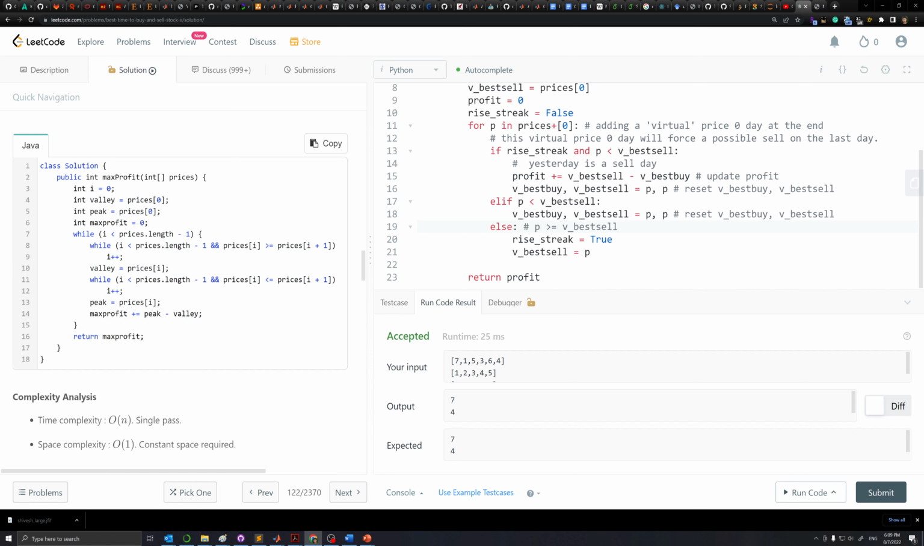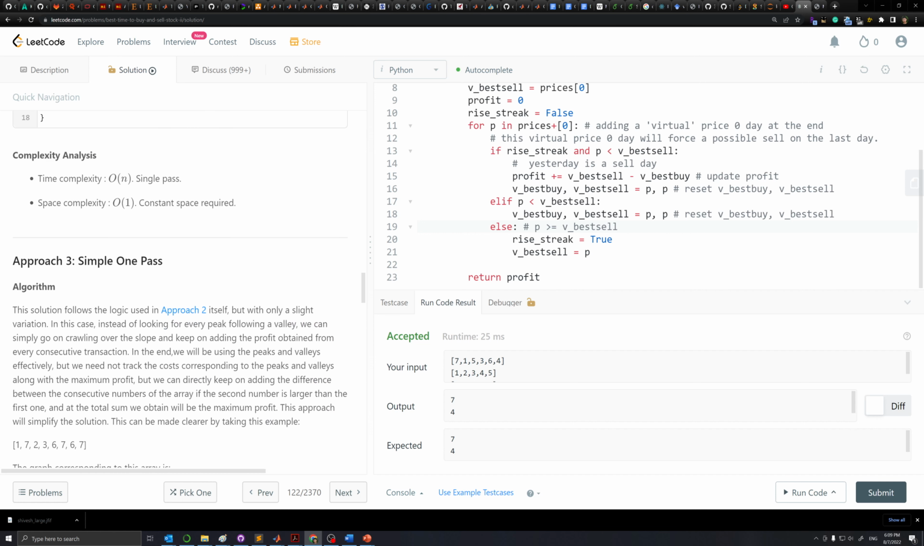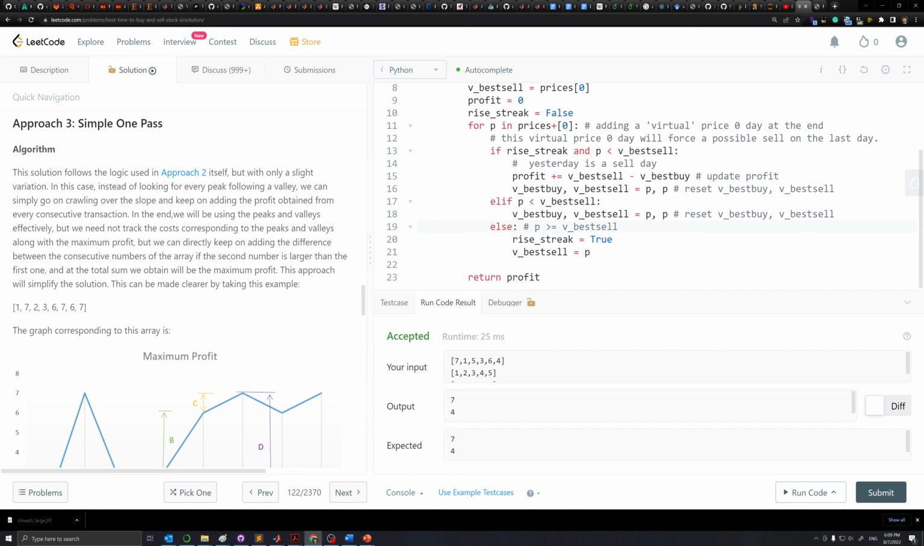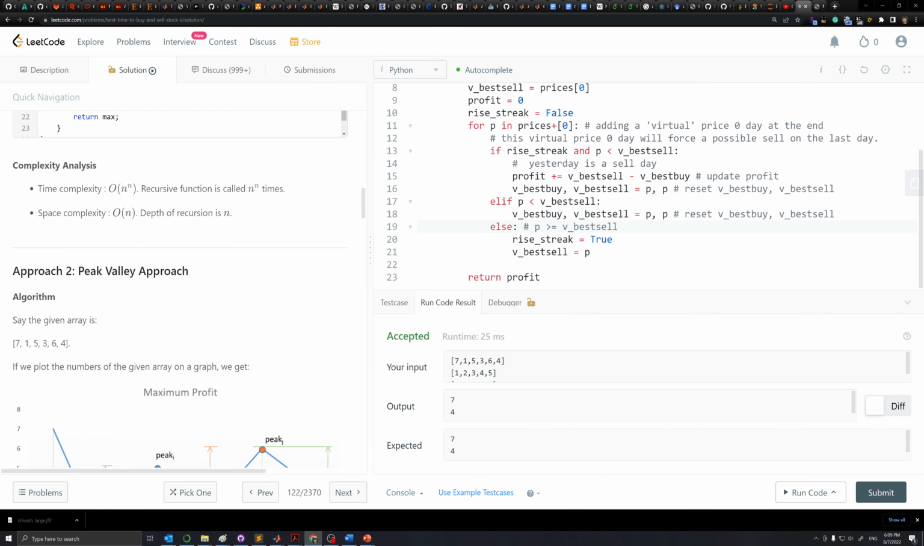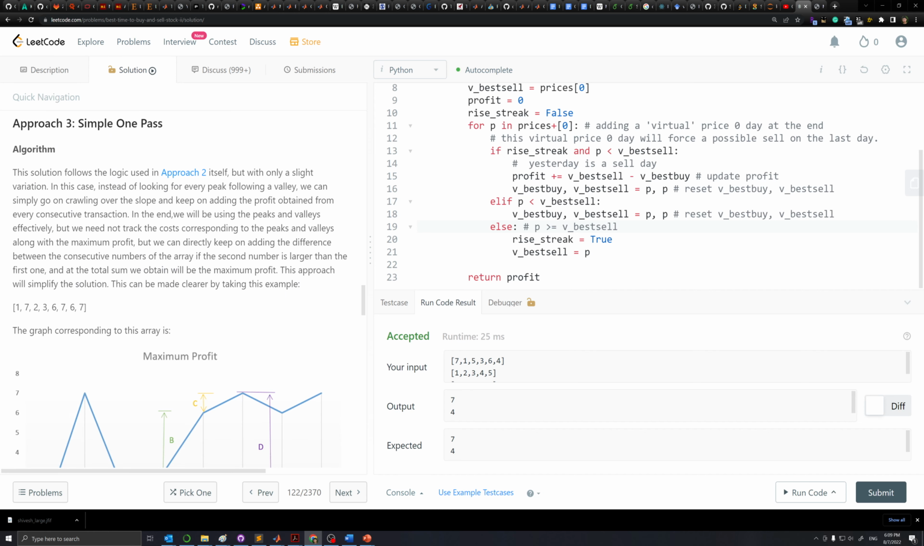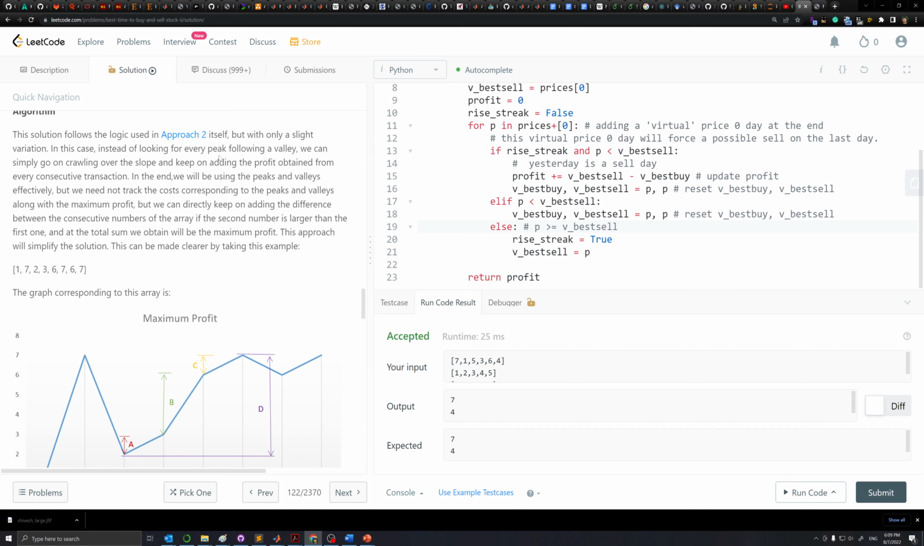It's in Java, but maybe we can implement it as well in Python. And then it's also got that complexity. Simple one pass. Is this approach different from the peak valley approach? Let's take a look. Simple one pass variation. Let's read. In this case, instead of looking for every peak following a valley, we can simply go on crawling over the slope and keep on adding the profit obtained from every consecutive transaction. Yeah, I think that's what I've been doing.